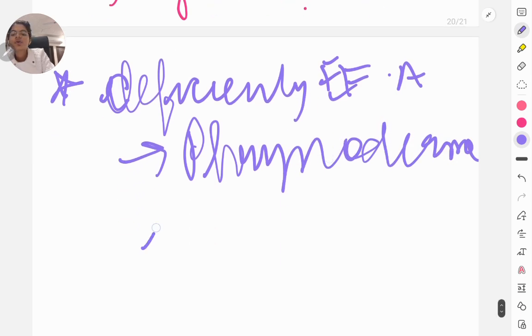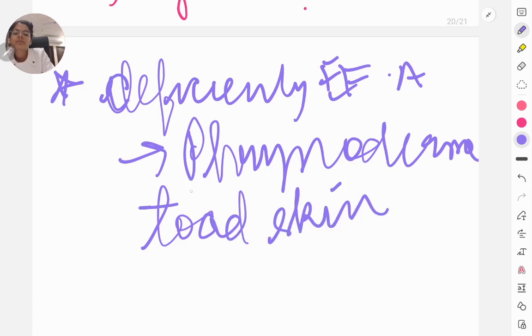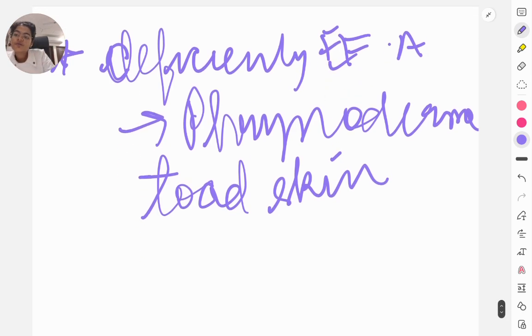Or we say taut skin. Yeah. So what are the sources of PUFA? Vegetable oil, fish oil.